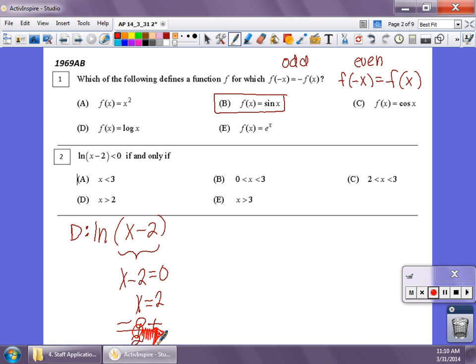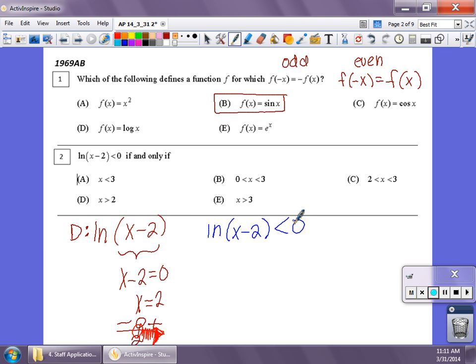This is not the answer to the question. This is how you start ln problems. You actually think about the domain of an ln problem. So that's the domain of the ln. Now I got to actually solve the equation, or the inequality, I would say.